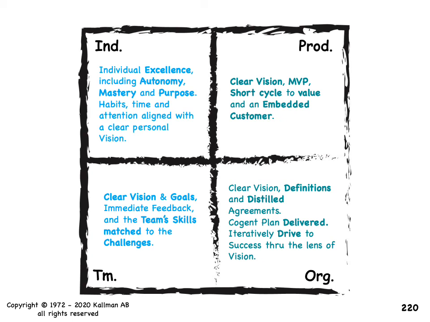So, when we look at some of the ideas from the last slide, and then we start to look at the 4 areas of transformation that you need to look at when dealing with politics, first you have to begin with the individuals and understand the intrinsic motivators that are really motivating them. So, individual excellence, autonomy, mastery, and purpose. Habits and time and attention aligned with a clear personal vision. So the individual's vision is key.